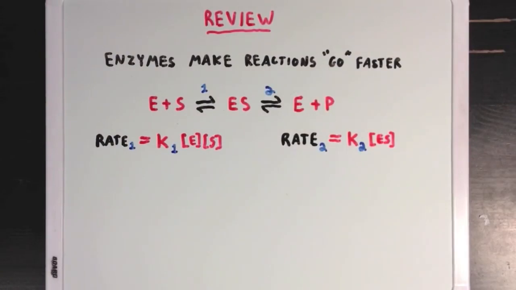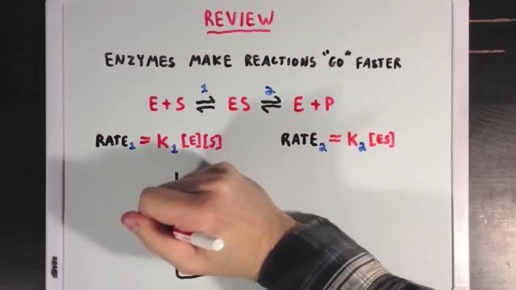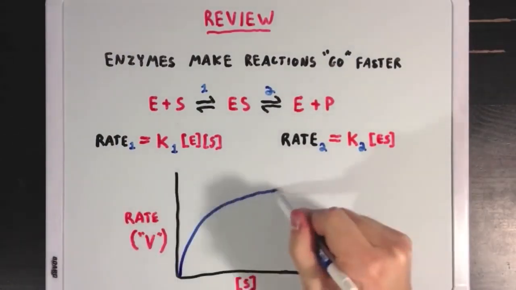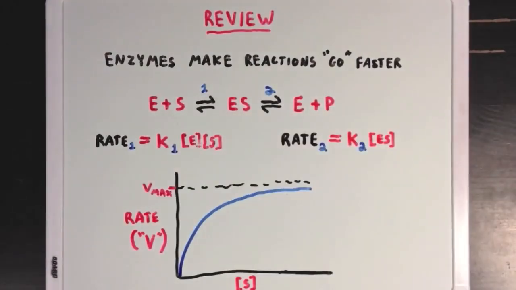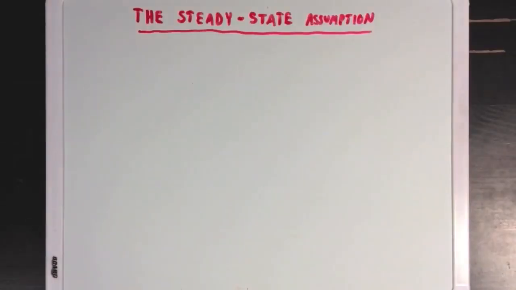Let's also review the idea that if we keep the concentration of enzyme constant, then at really high substrate concentrations, we'll hit the maximum speed for a reaction, which we call Vmax. So first, we'll talk about the steady state assumption and what that means. So like I said before, there are two steps to an enzyme's catalysis.